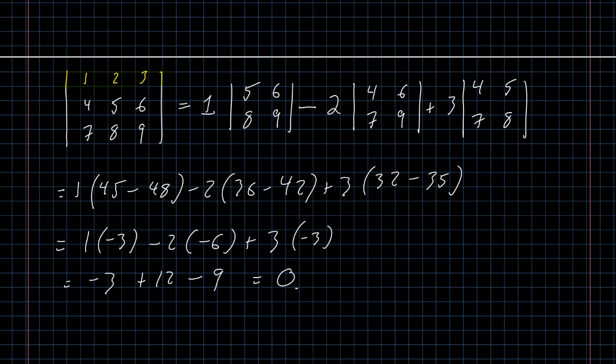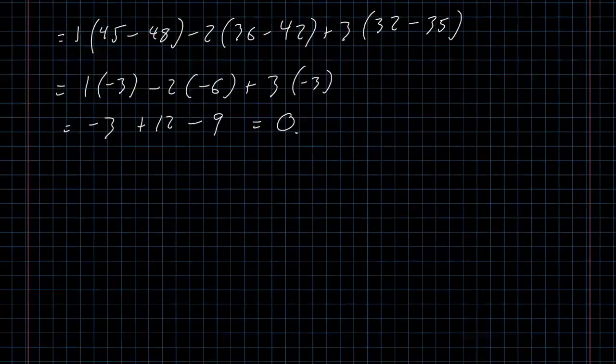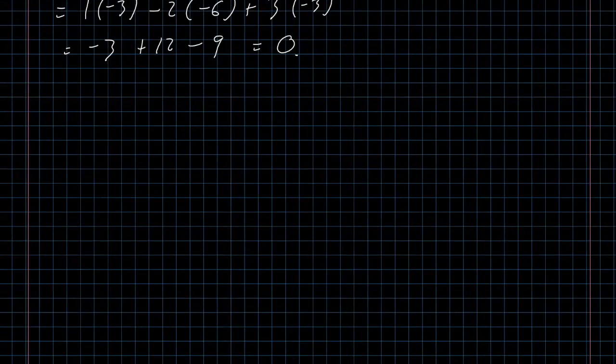All right. So expanding across the top row is the usual way of dealing with cofactor expansion, but you can in fact expand on any row or column that you would like. Let's take a look at the same matrix again. 1, 2, 3, 4, 5, 6, 7, 8, 9. This time, I'm going to expand down the second column.